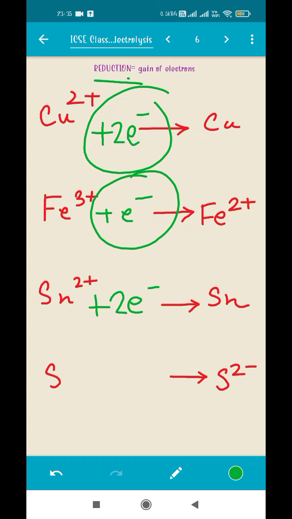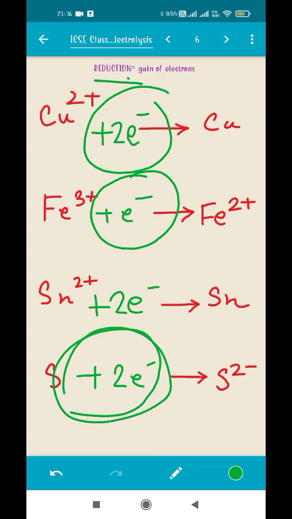Next one, sulfur is converting into sulfide ion. S is converting to S2-. Initially it had no shortage or excess of electrons, but now it has an excess of electrons. How can an atom have an excess of electrons? If it is given electrons, if electrons are added to it. So if we add 2 electrons, we are getting S2-. So over here also we see there is an addition of electrons, so it is also reduction.